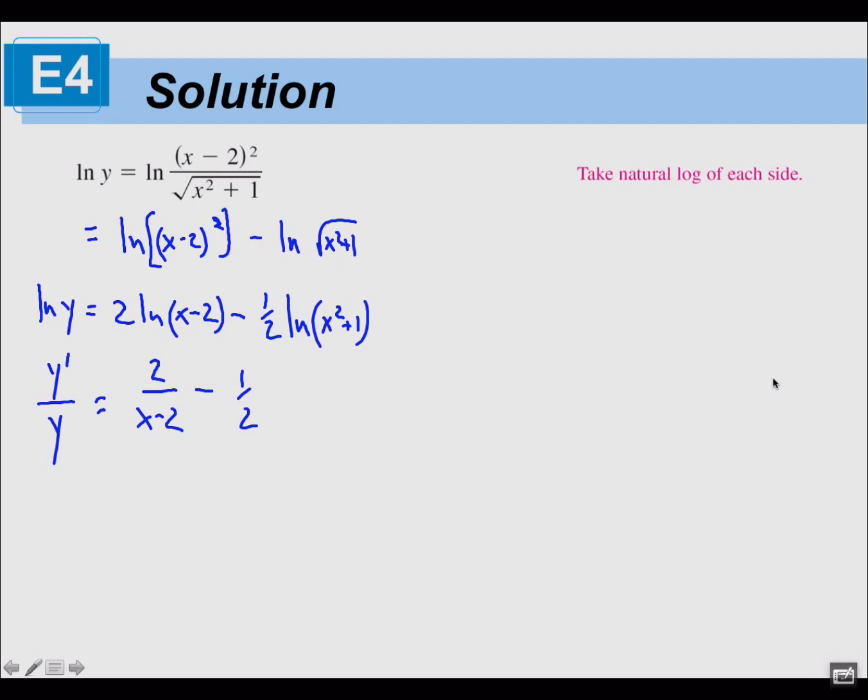Go ahead. 2x over x squared plus 1. Okie dokie. So then, as Taylor mentioned, this would cancel with this, and we'd be left with x over x squared plus 1. Step 3, solve for y prime. Eric, lose the iPad. So y prime is equal to this mess, 2 over x minus 2 minus x over x squared plus 1, all times y. Well, that would seem fairly nice, yes?